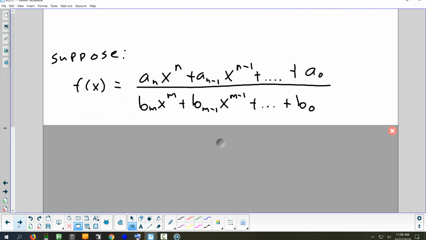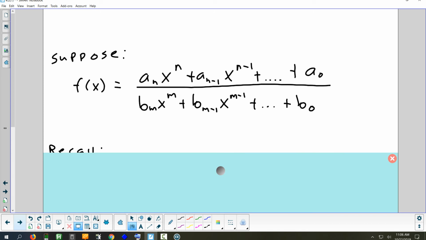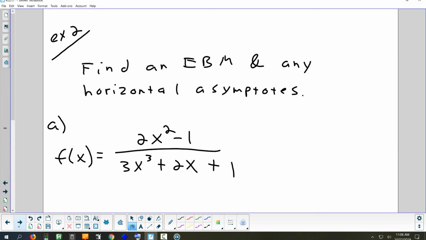All right, so let's look at this. That f of x there is just an example of a rational function. When we do an actual problem, it will be something like example A. Polynomial in the top, polynomial in the bottom.